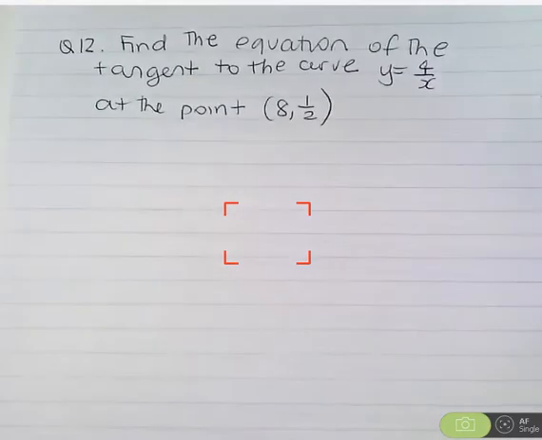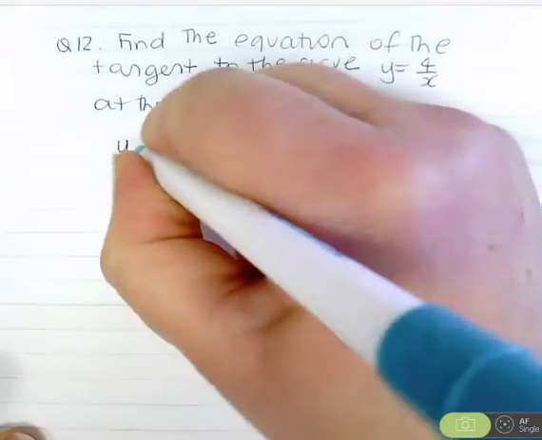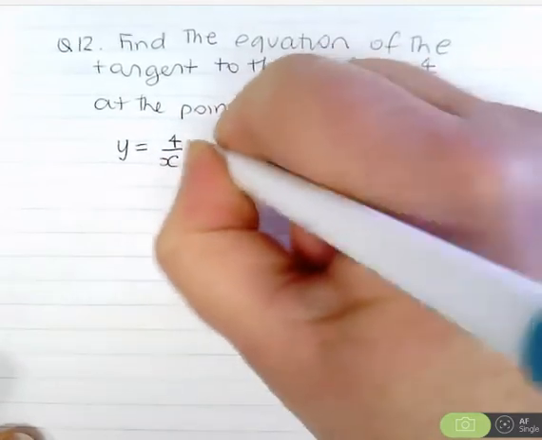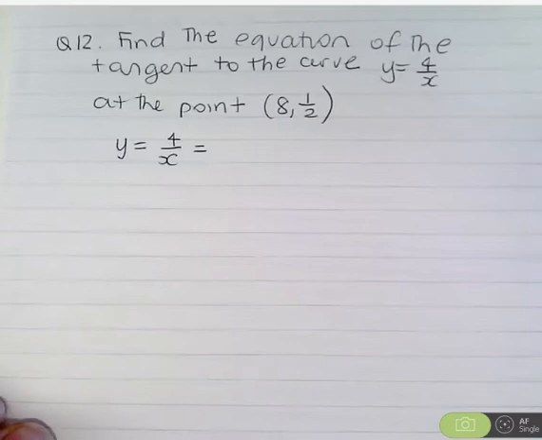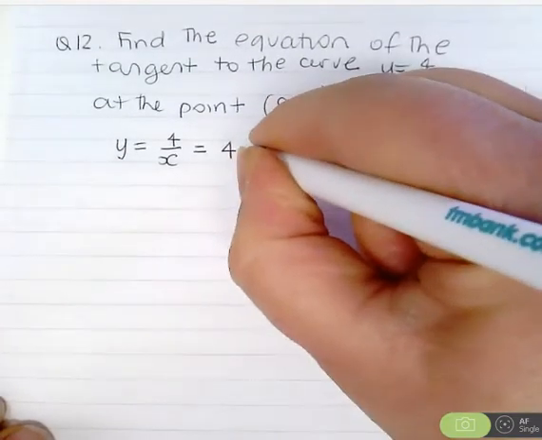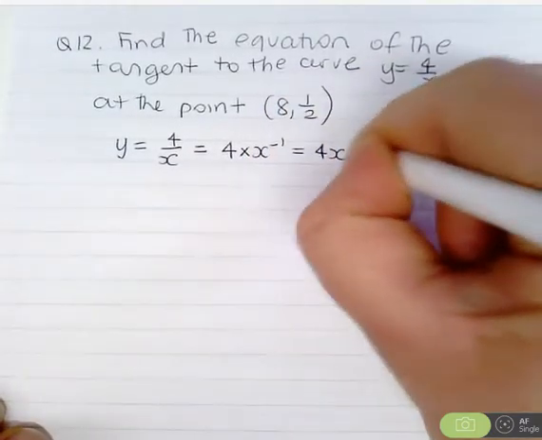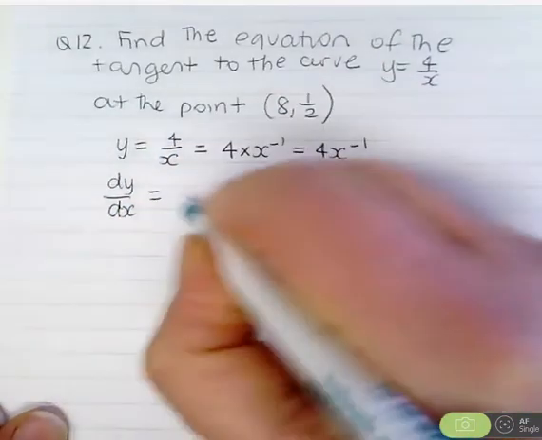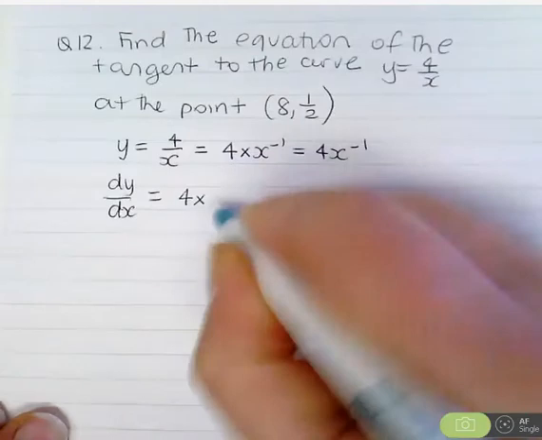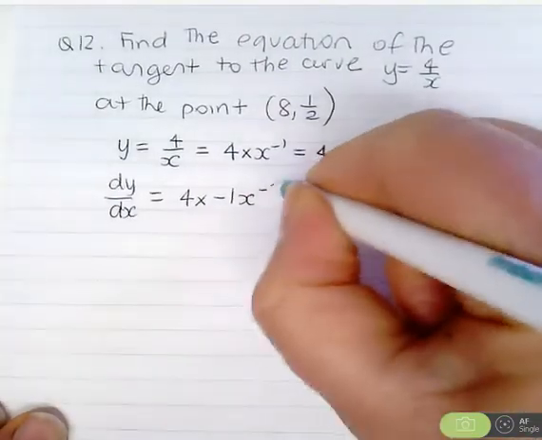Okay, question 12. Find the equation of the tangent to the curve y equals 4 on x at the point (8, 0.5). Now, we start off with our curve. We cannot differentiate that because it needs to be in the format of x to the power of something. So this is 4 times x to the power of negative 1, or just 4x to the negative 1. So now I can differentiate it. So dy/dx is, I leave my 4 there, I bring my negative 1 down and I get negative 1x, and then negative 1 minus 1 is negative 2.